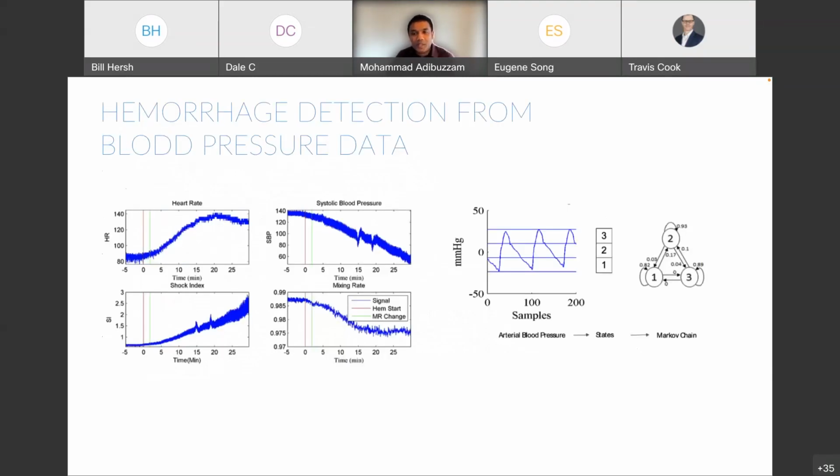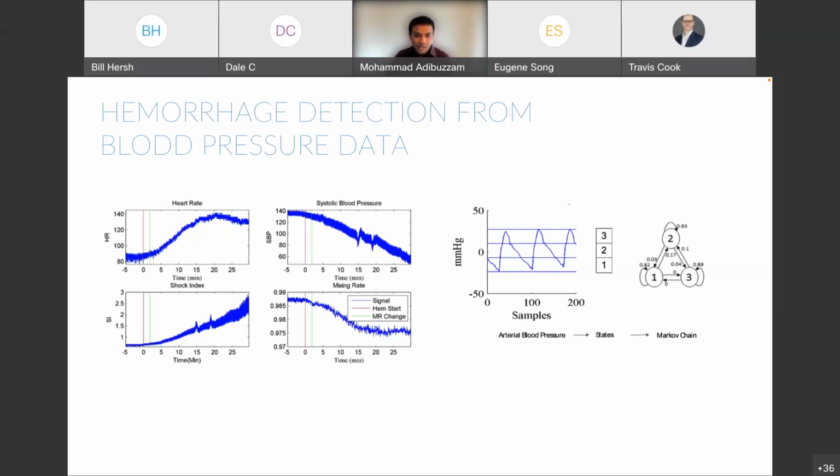So I will start with some of the projects that I worked on at the FDA, and then highlight how I got into these two areas of research that I'm working on, the informatics systems and methods. The first project I worked on at the FDA was developing an algorithmic system to detect hemorrhage or predict acute hypotensive episode from blood pressure data.